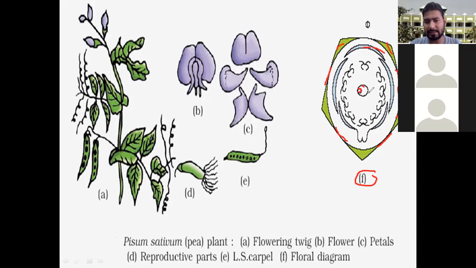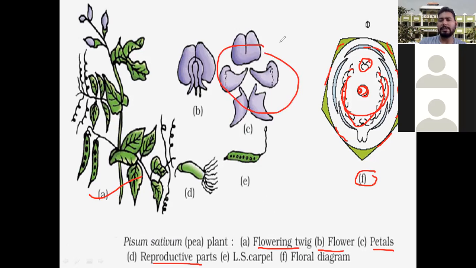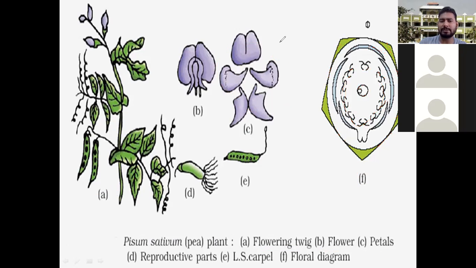Then diadelphous condition 9+1. Sorry, this is the ovary. Here 9+1 means, in particular, 9 stamens fuse together and one will be separate. So diadelphous condition. Okay. So this is Pisum sativum: A, flowering twig, representing the plant. B, flower, C, petals, and D, reproductive part. The petals are important, that is vexillary aestivation, so that's why they have given the separate petal structures.